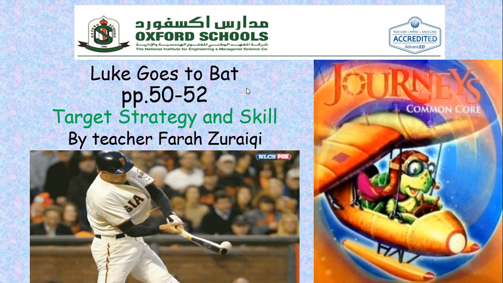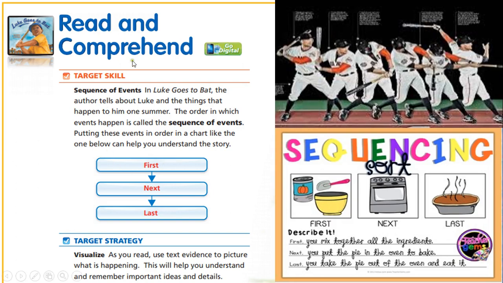Now let's start. The first thing that we need to learn is Read and Comprehend. In Read and Comprehend, we will learn a target skill and we will focus on it during this selection. In this selection, the skill that we need to acquire is the sequence of events. What do we need to do? We need to pay attention to the chronological order of time.